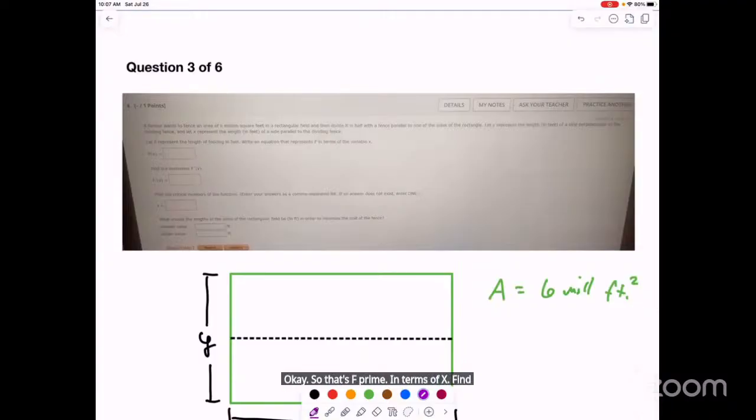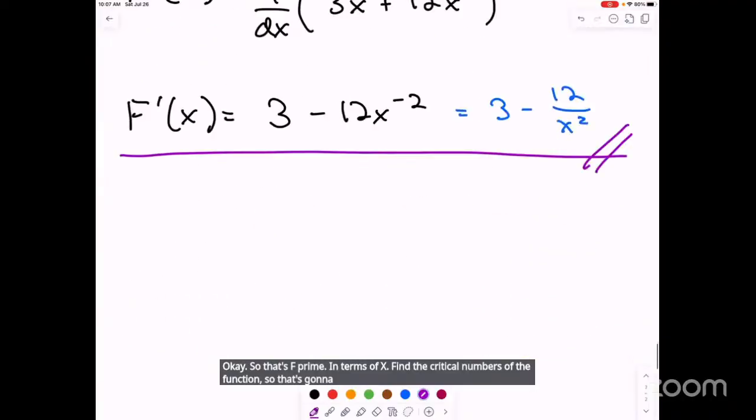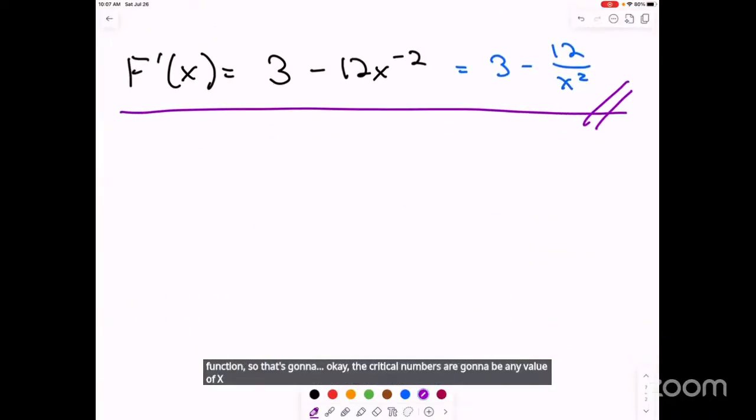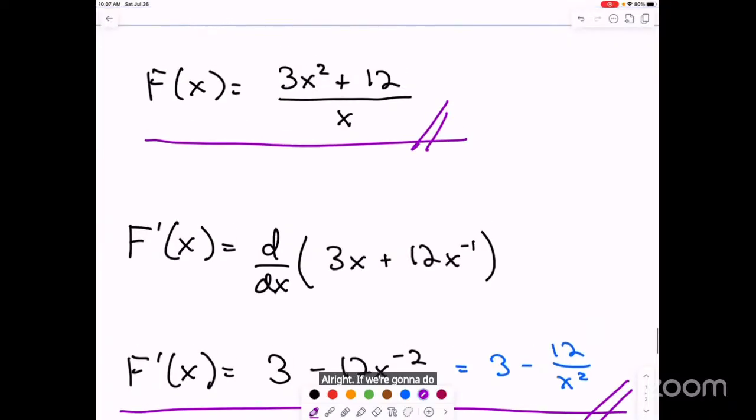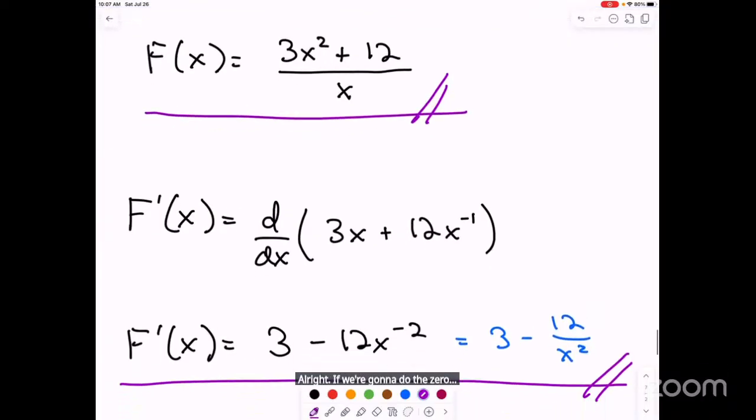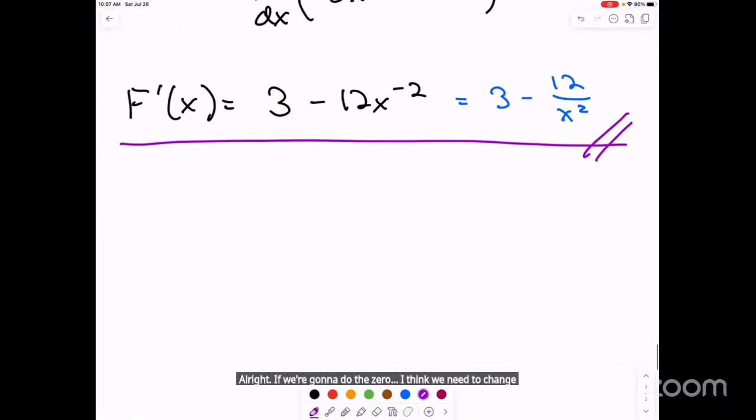Find the critical numbers of the function. So the critical numbers are going to be any value of x that makes this guy either 0 or undefined. So I don't think we can, if we set it equal to 0 and solve. All right. If we're going to do the 0, I think we need to change the form.